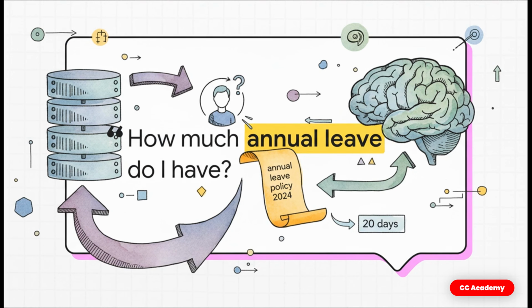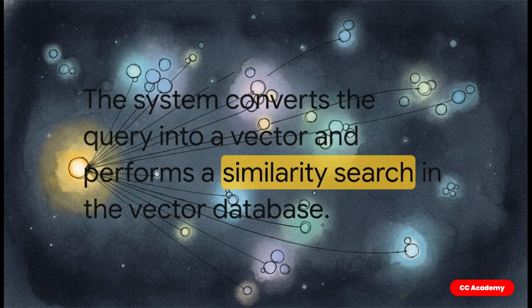Okay, theory is one thing, but let's make this crystal clear with a real-world example. Let's say you go to your company's HR chatbot, and you ask it a pretty common question. How much annual leave do I have? Instantly, the RAG system takes your question and turns it into a vector too. Then it goes to that vector database and looks for other vectors, other concepts that are mathematically closest to it. This is called a similarity search.